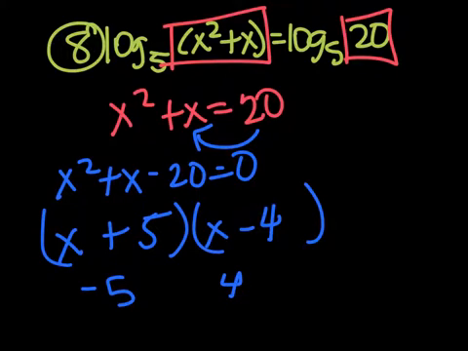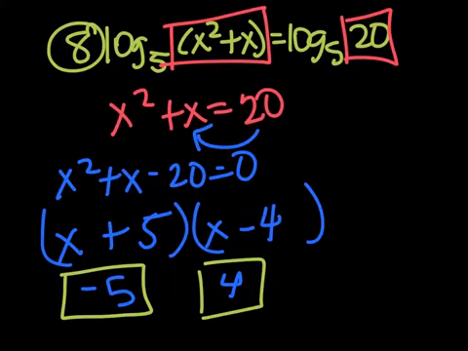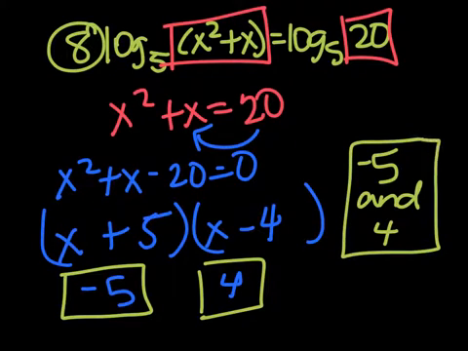However, let's double check. If I plug in negative 5 here, I'm going to get 25 minus 5, which is fine. So even though you get a negative number, when I plug it back in, 25 minus 5 gives me 20. That still works. If I plug in a 4, 4 squared is 16. 16 plus 4 is 20. This also works. So there's two answers, negative 5 and 4. You just have to make sure that once you plug it back in, you don't get a negative number. Just because it's a negative number doesn't mean that it's necessarily eliminated.